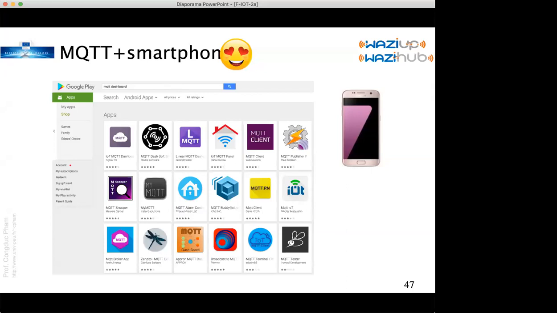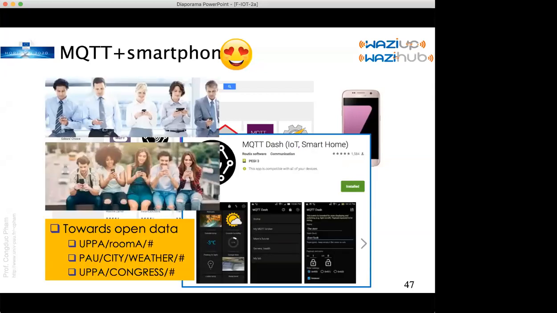And you can also go towards what we call open data, because nothing prevents an organization from publishing open data. For instance, my university can publish open data on room A, publishing temperature, humidity, whatever. A city, the city where I live, can decide to publish weather data. UPPA, my university, can decide to publish information on congress events and so on. And this open data can really be the added value of the whole IoT ecosystem, okay?